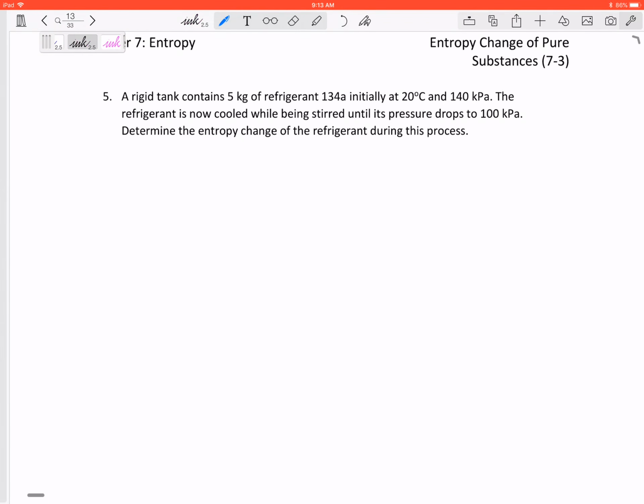Problem number 5, we've got a rigid tank with 5 kilograms of refrigerant 134A, initially at 20 degrees C and 140 kPa. The refrigerant is now cooled while being stirred until its pressure drops to 100 kPa. Determine the entropy change of the refrigerant during this process. So we want the entropy change, S2 minus S1.